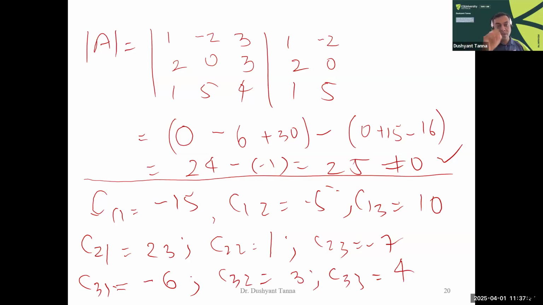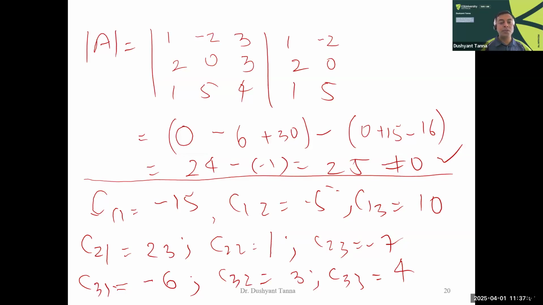And that's your 2 by 2 determinant, 0, 3, 5, 4. Principal minus secondary will give you minus 15. Then C12, C13, and all the rest of them. Okay, once you get all the cofactors, we will talk about the adjoint.